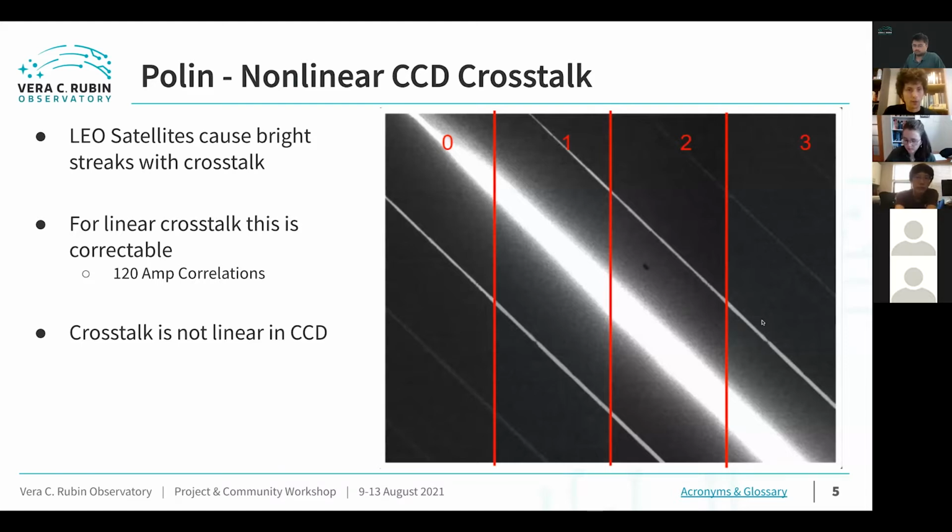So the three main points I want to make are: satellites are bad, they cause bright streaks. For linear crosstalk, most often this is caused by capacitive coupling, so that is a linear effect, where no matter how bright the streak is, the crosstalk is offset in the next channel by a certain amount, something like 10 to the -4. If that's the case, we have 120 amp correlations on a single CCD. We just have to measure all those, and then we can correct for this. And the third thing I want to talk about is that what we're observing is not linear crosstalk in the CCD. We don't fully understand why that's happening, and it might be a lot harder to correct.